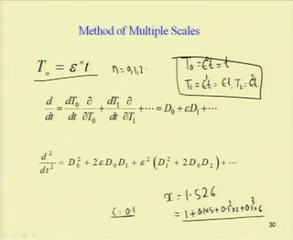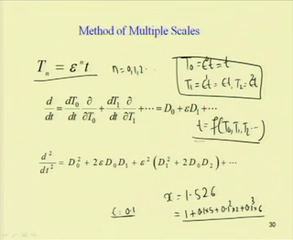So, d by dt can now be written as dt0 by dt into del by del t0. Since x is a function of t0, t1, t2 and higher order terms, d by dt can be written as dt0 by dt into del by del t0 plus dt1 by dt into del by del t1.